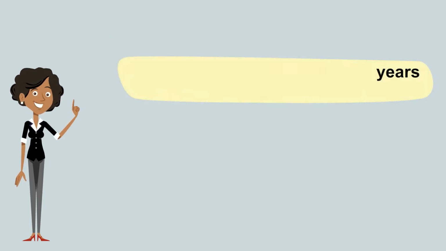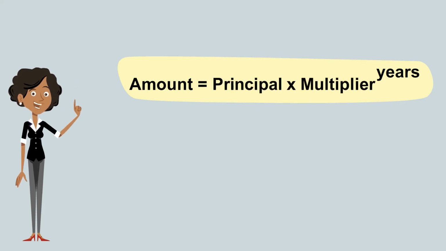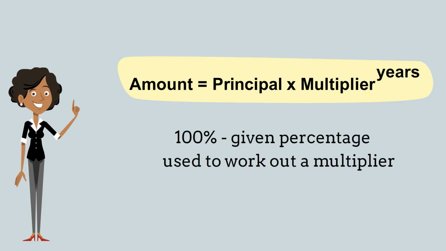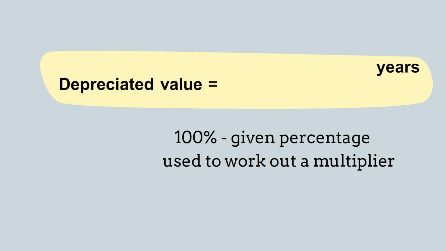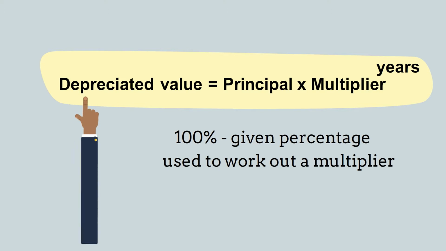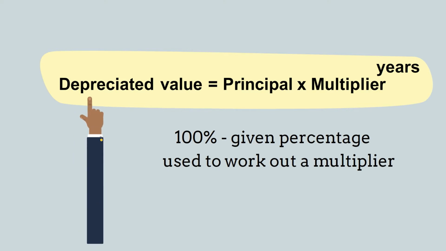So we calculate depreciation in the same way as we calculate compound interest. The only difference being that instead of using a repeated percentage increase, we use a repeated percentage decrease. Now instead of amount, let's say depreciated value as we are calculating depreciation.